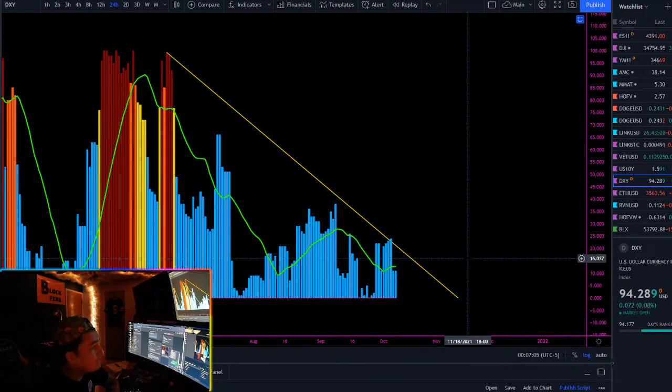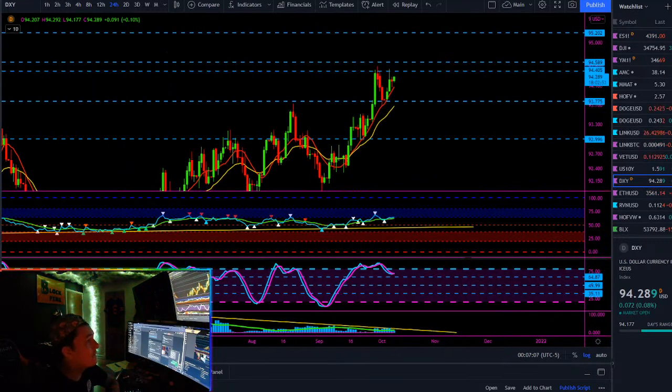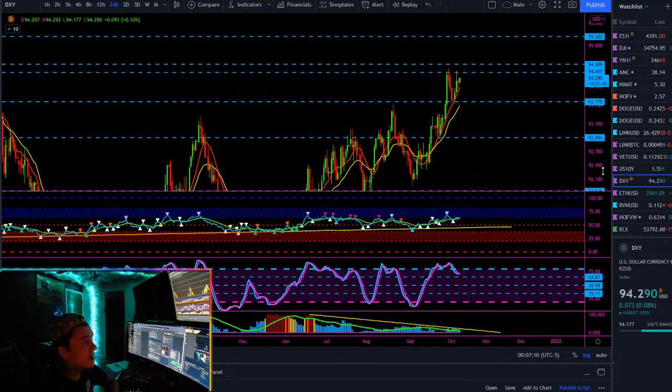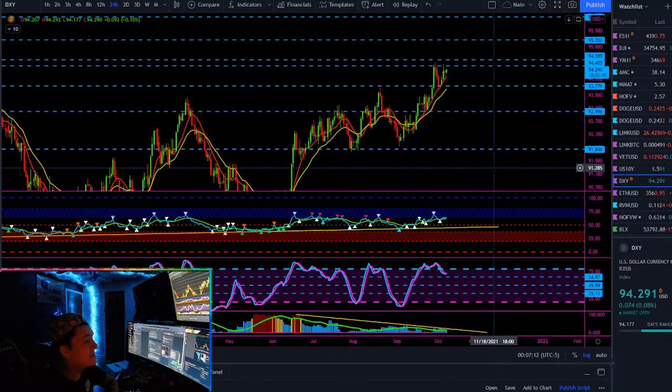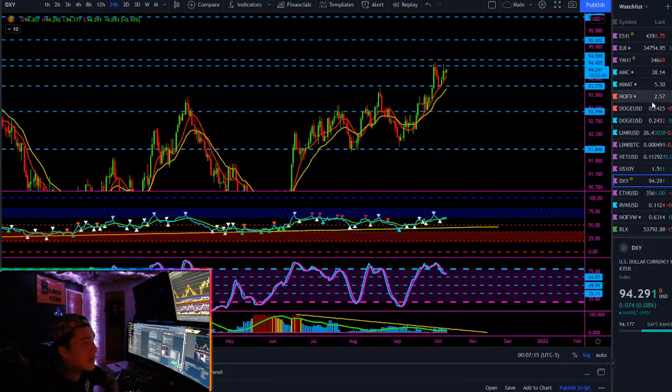So, be very aware of the U.S. dollar index because, again, this one booming to the upside tells me that stocks might continue to decline here.